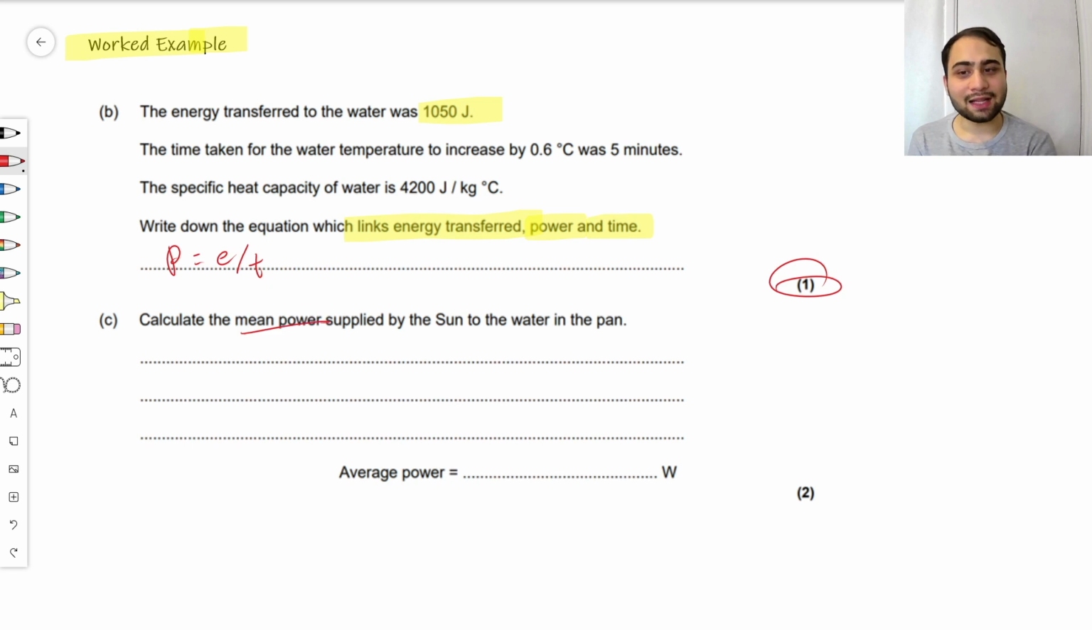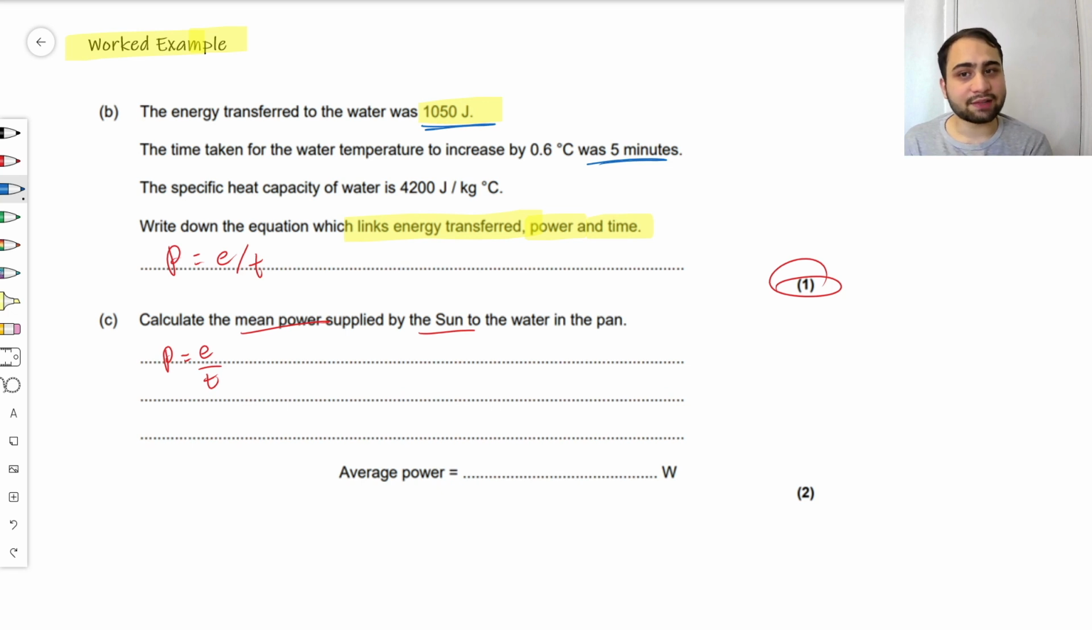Now, calculate the mean power supplied by the sun to the water in a pan. So really what we're looking at here is a pan filled with water placed out in the sun, and the sun is heating up the water. So first, let's write down our power equation. Power equals energy transferred over time. Now what we want to work out is the mean power supplied. We have actually got our energy right here, so that's 1050. So we don't have to worry about energy at all. But we do need time.